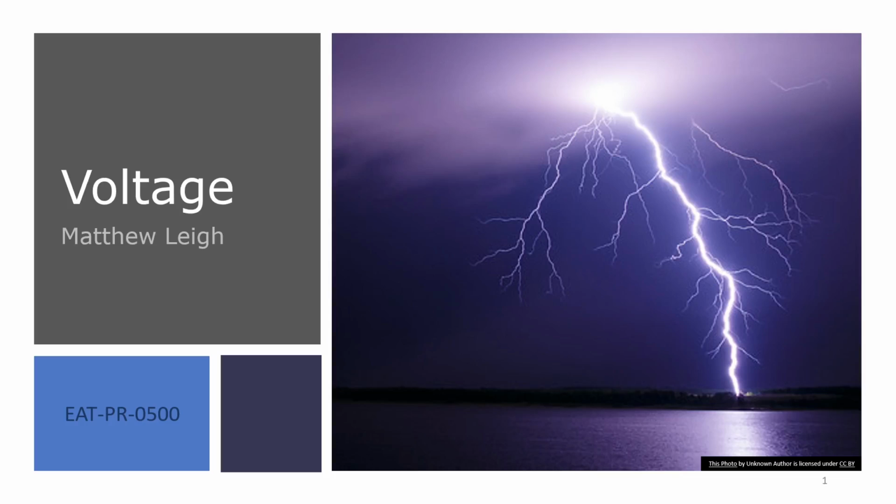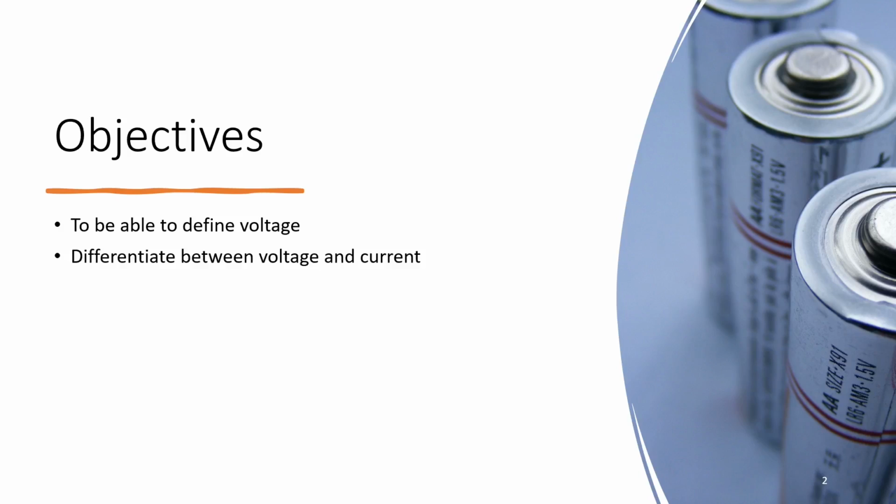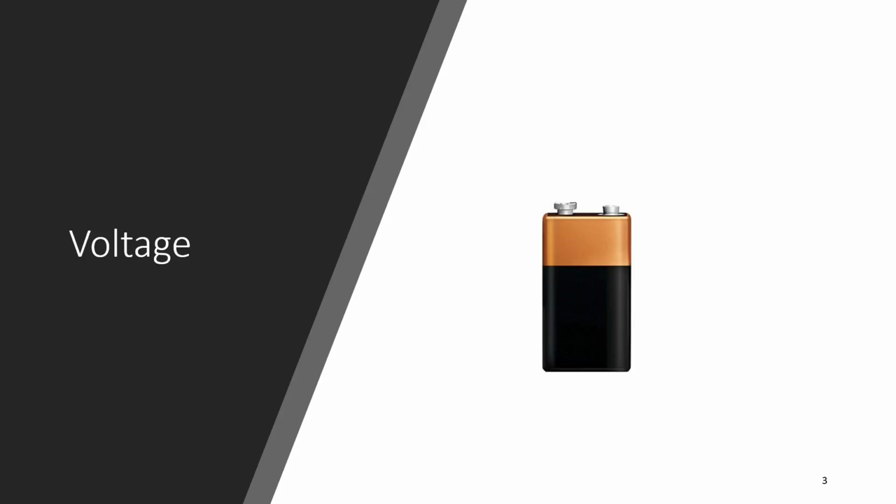Let's get started. We have some objectives for this lesson. First, we want to be able to define voltage. Next, we want to differentiate between voltage and current, what we had studied in the previous lesson. And we want to list the terms and symbols associated with this new concept called voltage.